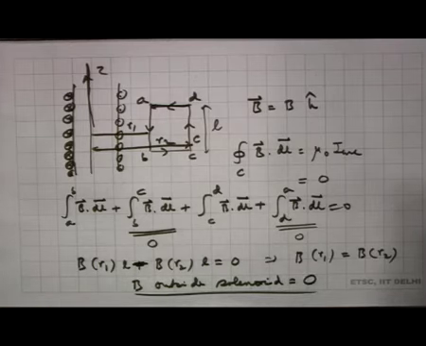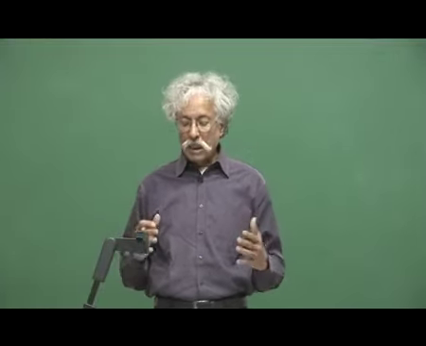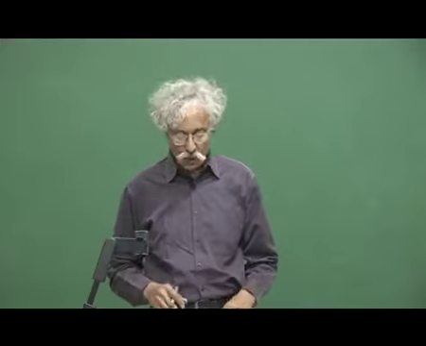In the next class, I will take another Amperian loop and show you that the magnetic field within the solenoid is uniform, and we will calculate the magnitude of the magnetic field.